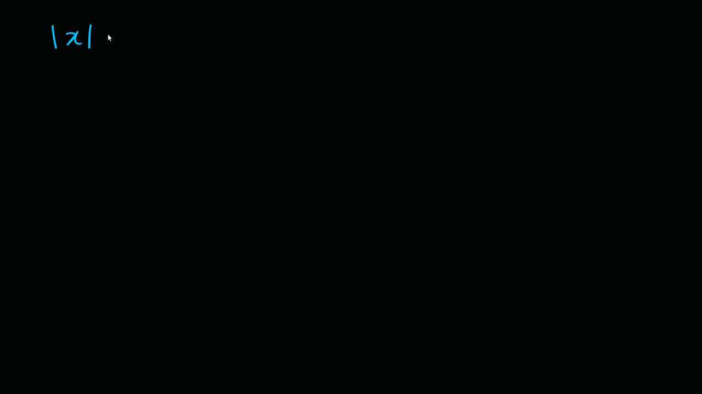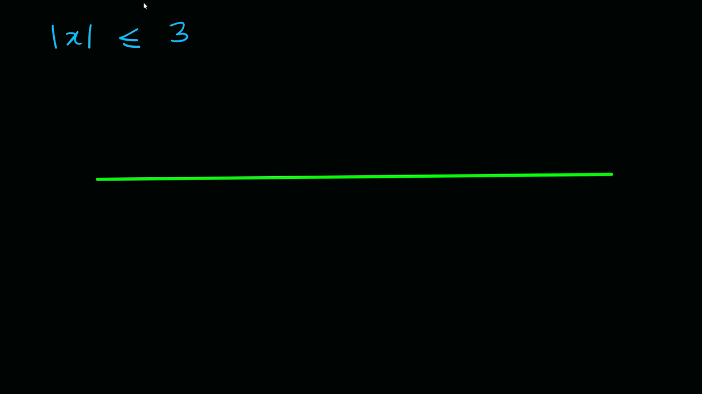Let's look at this question which says plot the interval given by mod x less than or equal to 3. Now we know that, let's just plot a number line. Let's say this is the number line and this is the x-axis, right? We are using x right now. The number line is stretching till infinity, minus infinity and plus infinity.